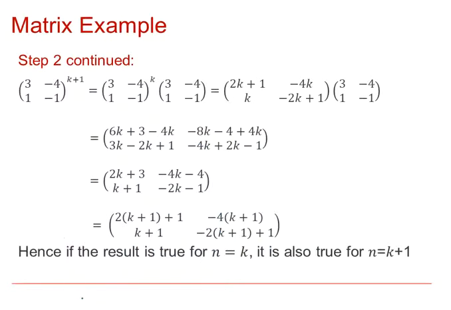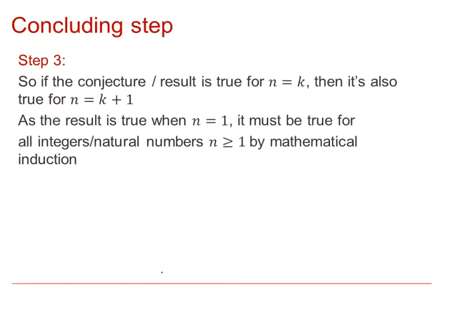So hence, if it was true for n equals k, and that was the first thing we assumed in our first step of working, it will also be true for n equals k plus 1. So, if the result is true for n equals k, then it is also true for n equals k plus 1. As the result was true for n equals 1, it must be true for all integer values of n at least as big as 1 by mathematical induction.